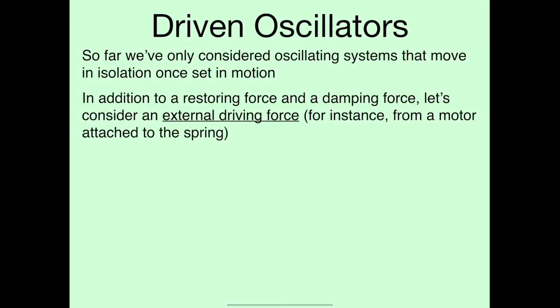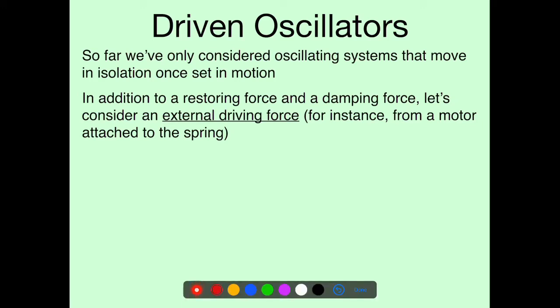Okay, so that takes us to driven oscillations. Now, so far, we've only been considering oscillating systems that move in isolation once they're set into motion. So, in other words, there's no outside force acting on the system once it's set into motion. So, for example, if we have a pendulum, I could set it in motion like this. I could just displace it from its equilibrium position and then let it go. And so once I've set it in motion like that, it's just oscillating back and forth in isolation. Okay, so that would not be a driven oscillation.